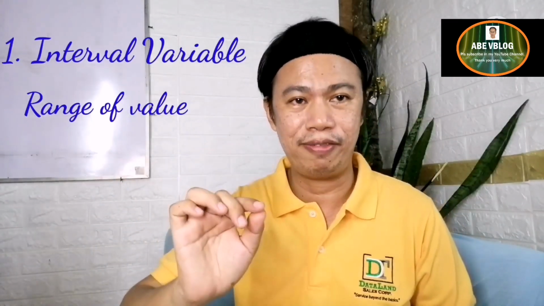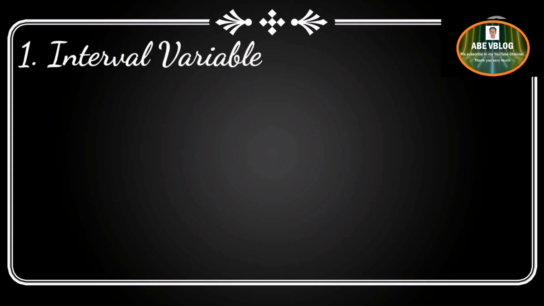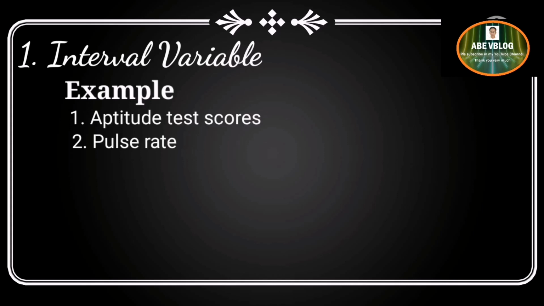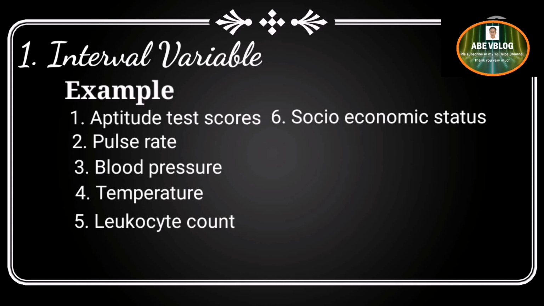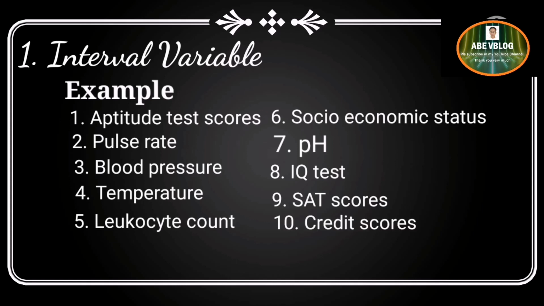That's the interval. Interval variable examples: aptitude test scores, pulse rate, blood pressure, temperature, leukocyte count, socioeconomic status, pH, IQ test, SAT scores, and credit scores.